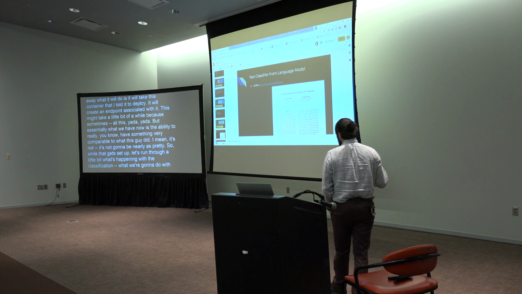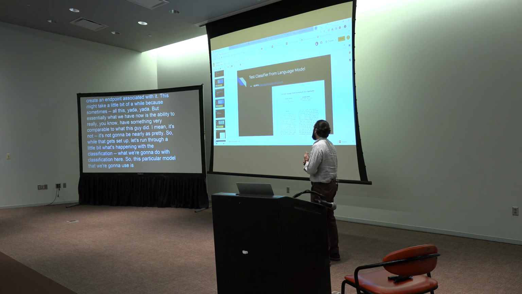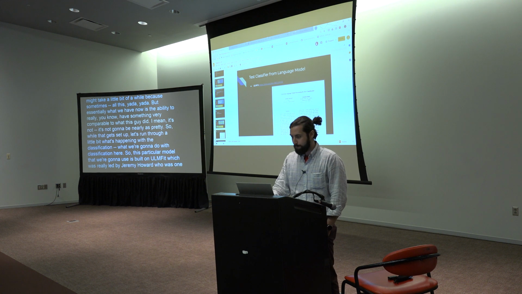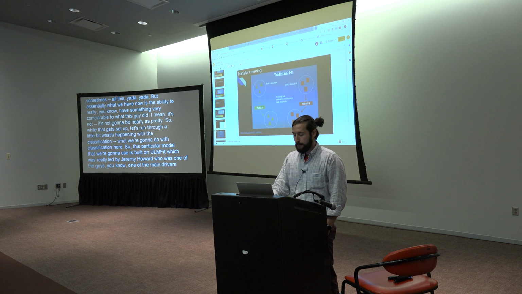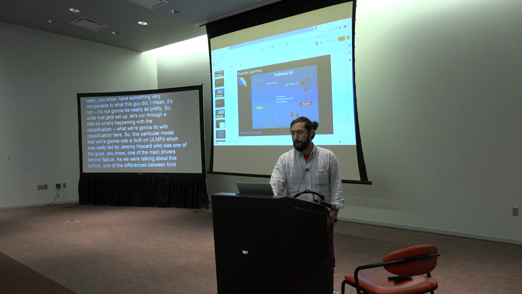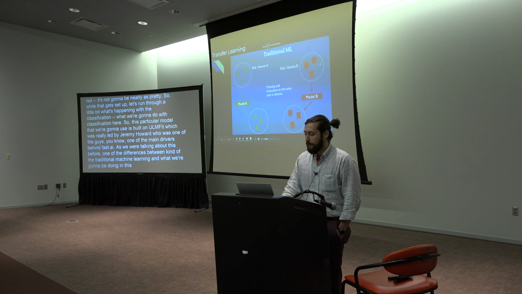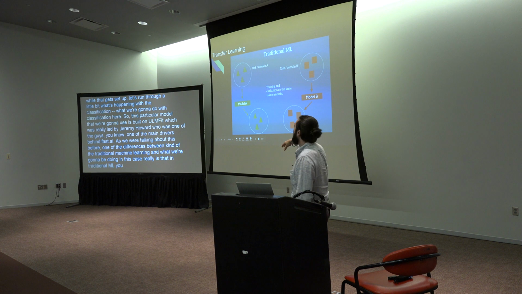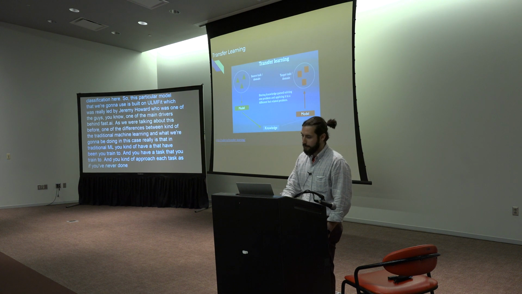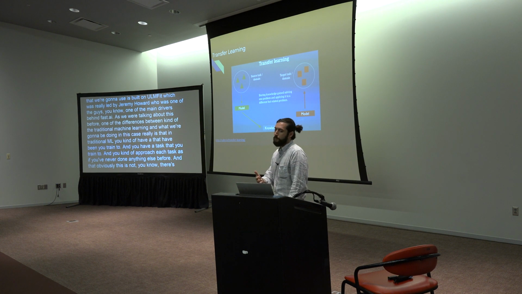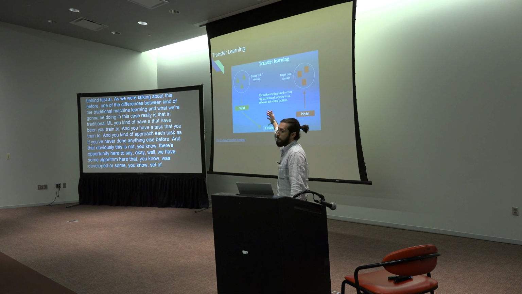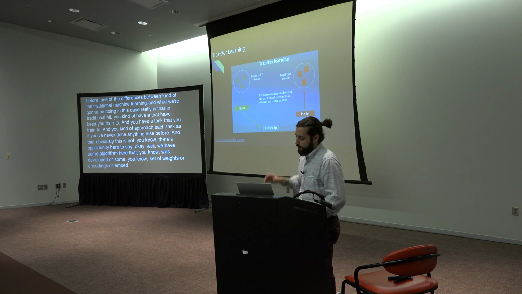This particular model that we're going to use is built on ULMFiT, which was led by Jeremy Howard, one of the main drivers behind FastAI. As we were talking about before, one of the differences between traditional machine learning and what we're going to be doing here is that in traditional ML, you have a task that you train to, and you approach each task as if you've never done anything else before. But there's opportunity here to say, we have some algorithm, or some set of weights, encodings, or embeddings, that took a long time to develop, and that when applied to this other task might be useful.